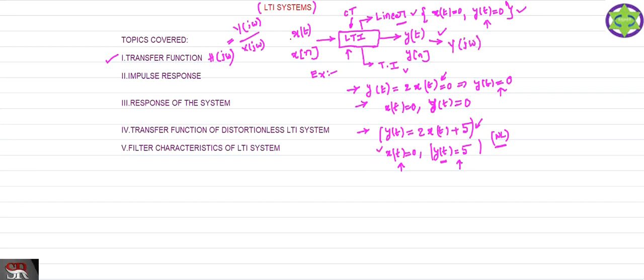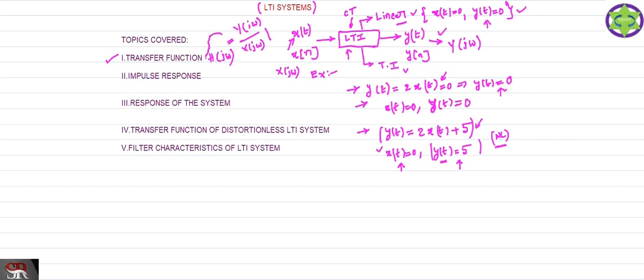If you apply the Fourier transform on your input, that is x of t, we will get what? X of j omega. Now what is the transfer function? The transfer function is nothing but the Fourier transform of the output signal divided by the Fourier transform of your input signal. Under what condition? Under initial conditions are 0. That is a very important point.